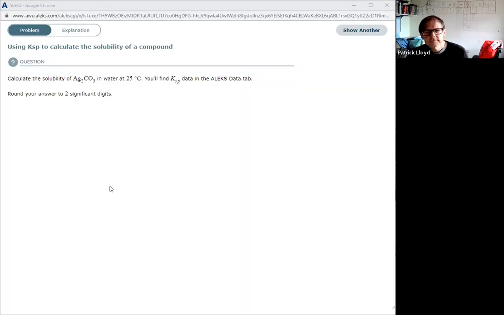Where they actually give you a few ions. Okay, let's try this one. Calculate the solubility of Ag2CO3 in water at 25 degrees C. You'll find the KSP data in the ALEKS data tab. So again, we're going to find the solubility of Ag2CO3, so you have to be able to figure out what this is going to break up into.